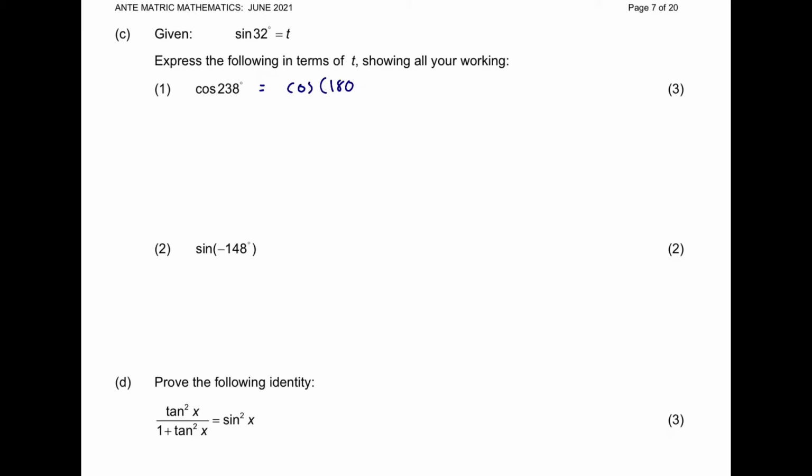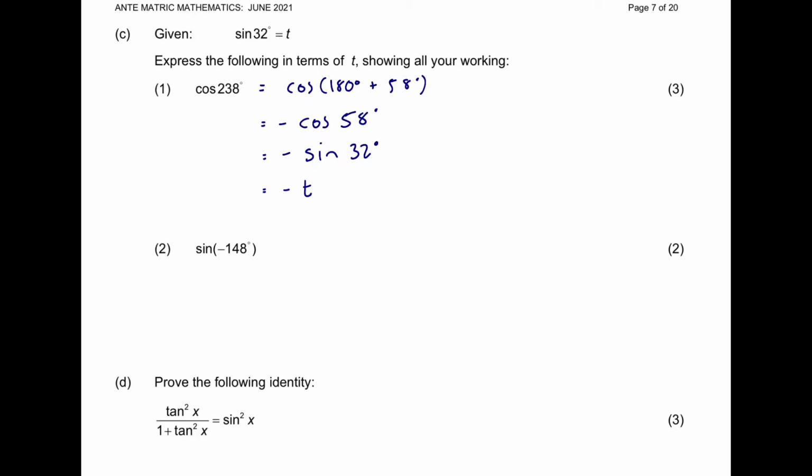So 180 degrees plus 58 degrees is equal to 238. And now, because it's in quadrant 3, cos is negative there, so this will become negative cos 58 degrees. And 58 and 32 add up to 90, so we can use complementary angles here to make that sine of 32 degrees. Okay, so therefore this is negative t, because sine 32 is equal to t.